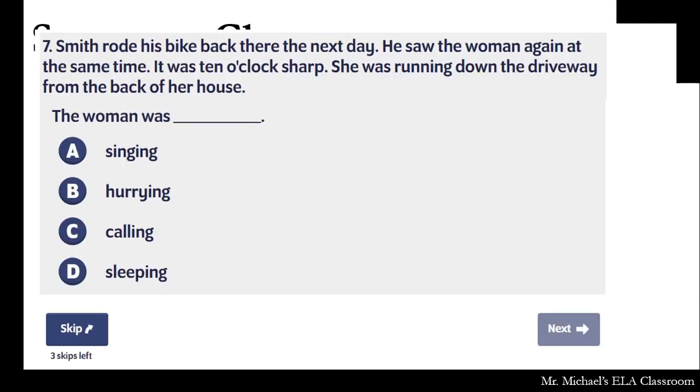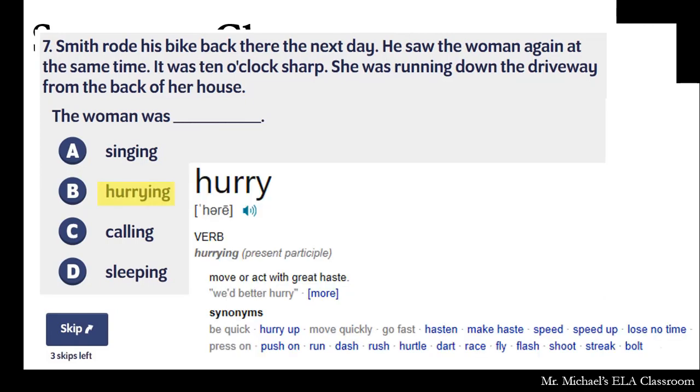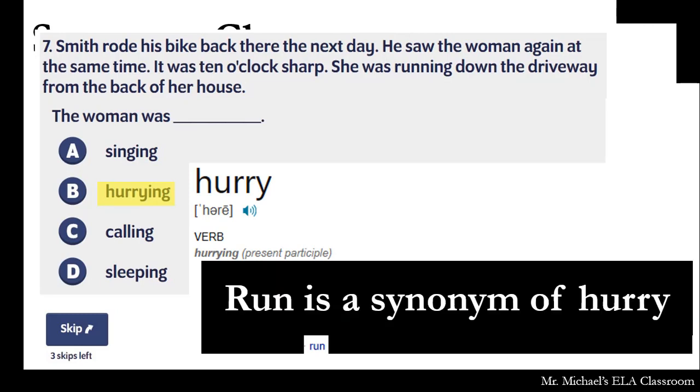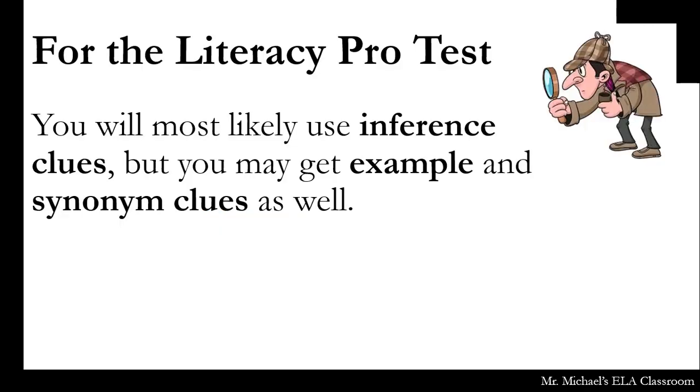Smith rode his bike back there the next day. He saw the woman again at the same time. It was 10 o'clock sharp. She was running down the driveway from the back of her house. The woman was singing, hurrying, calling, sleeping. Oh, hurrying also happens to be a synonym of run. So run is a synonym of hurry. So that is a good context clue to use.